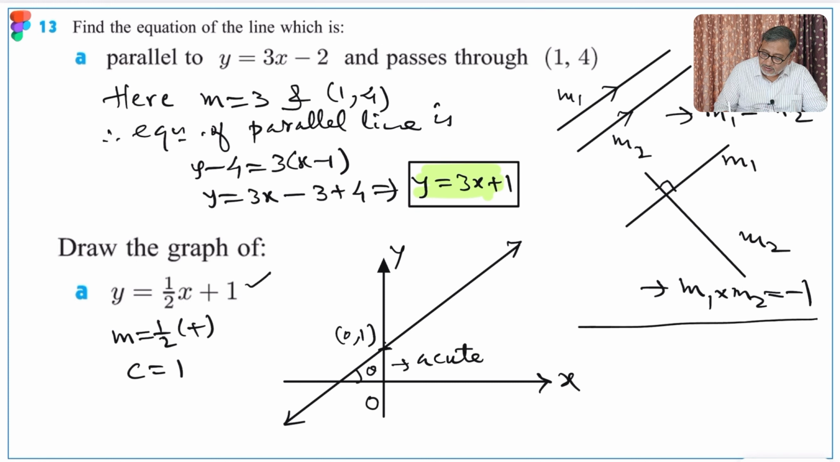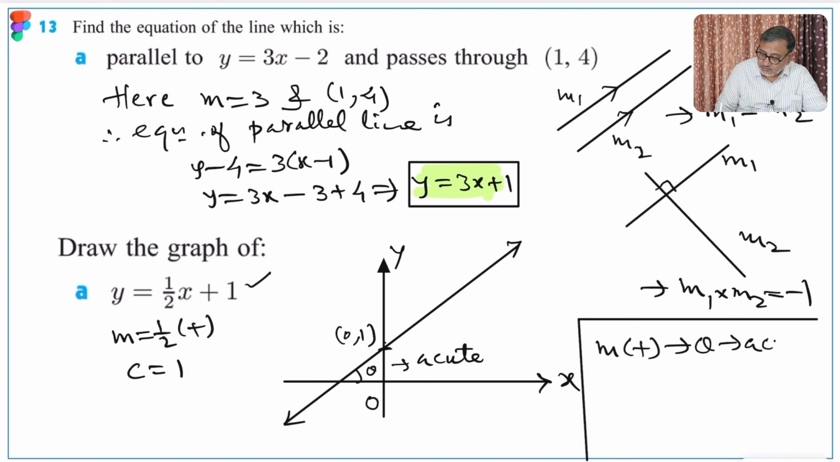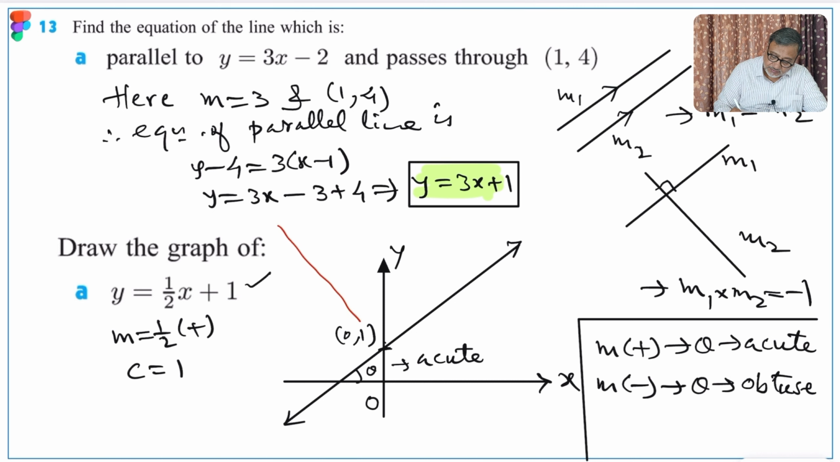See, if m is positive, theta acute. If m negative, theta obtuse. Okay, remember this property. Means more than 90 degrees. So if it is obtuse, the equation of line will be something like this. If the gradient was minus half and the y-intercept is 1, so same equation will be like this, but we don't have like that anyway.